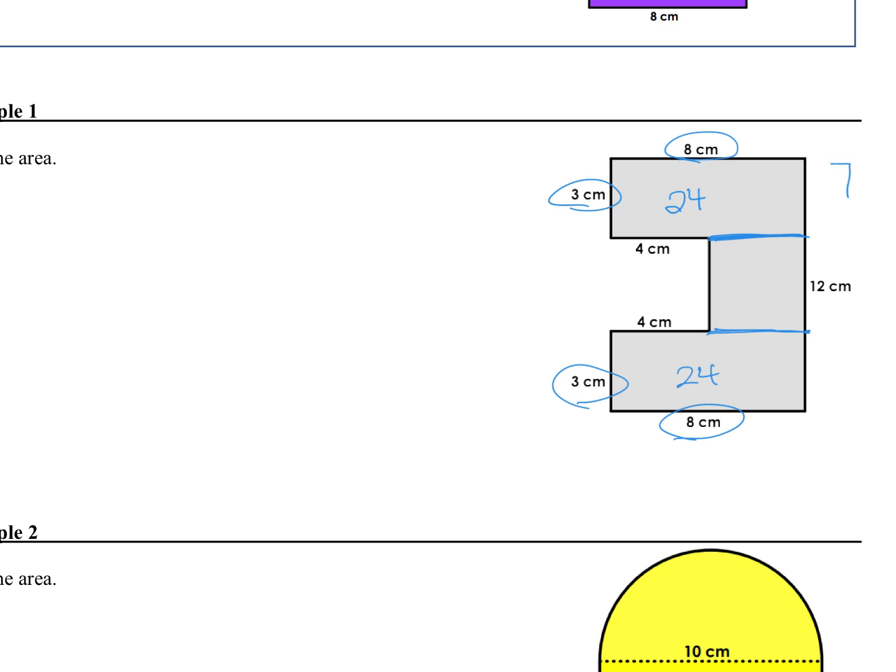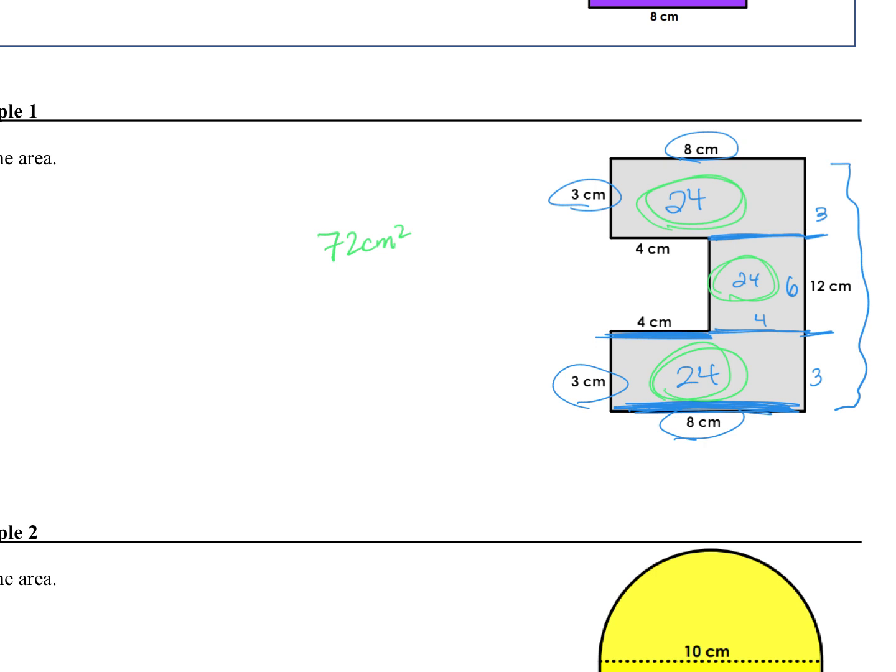I see that this whole side over here is 12, and I know this part is 3, and the top part is 3. So if I do 12 minus 6, I find out that this is 6 tall. And then on the bottom, I can see that this bottom is 8, and the top here is 4, so 8 minus 4 tells me this is 4. Now take your base and your height, and you get 24 again. So to find the area of this whole shape, all we have to do is add 24 plus 24 plus 24, and we get the final area, which would give us a total of 72 centimeters squared.